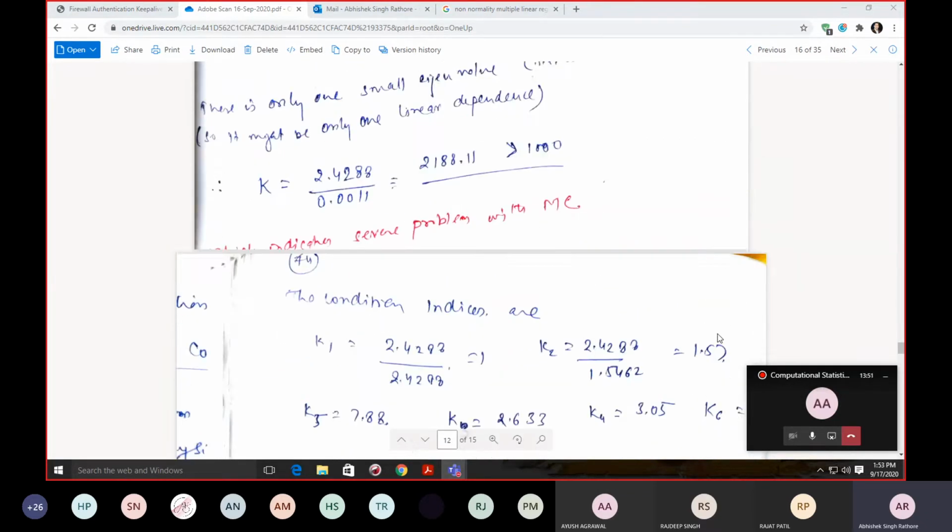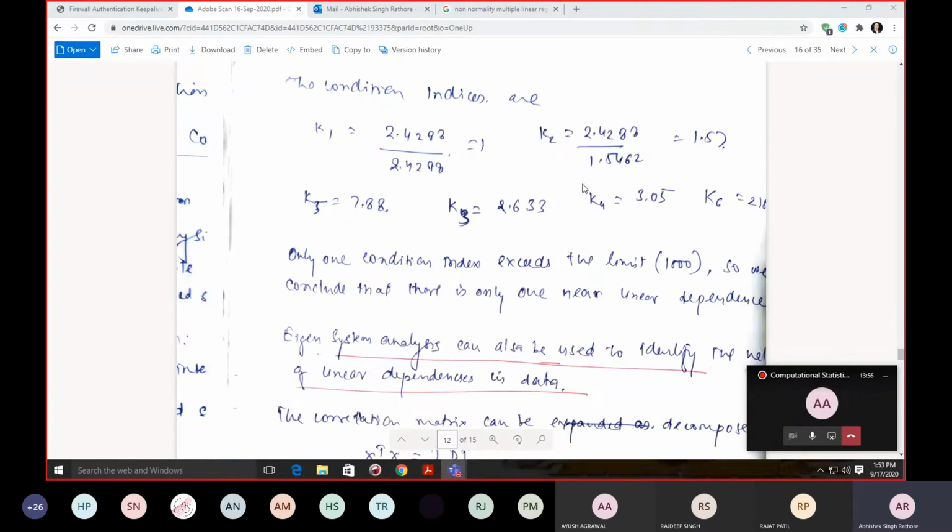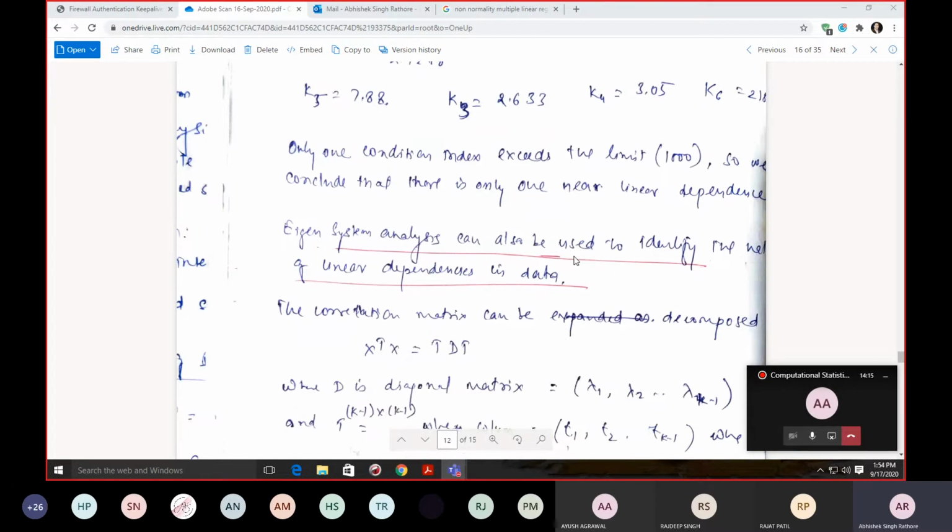Here k6 may not be visible, but k6 is again 2188.11. So we have only one value greater than 1000, so we can say that this k6, this sixth column, may have some linear dependence, and only one linear dependence is available in the multicollinearity. In addition to the eigenvalues, we can use eigenvectors to check whether linear dependence exists in our data or not.